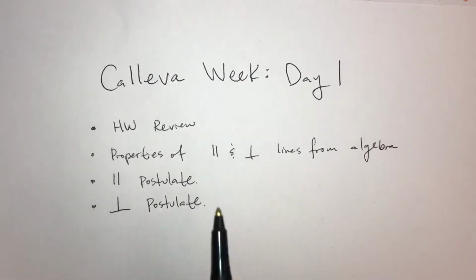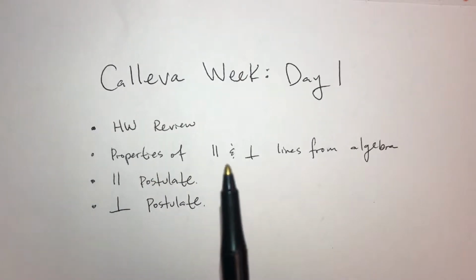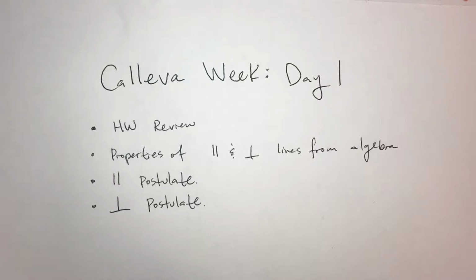So here's what we're going to do today. The first thing we're going to do is go over your homework assignment, the Chapter 3 introduction. The next thing we're going to do is talk about properties of parallel and perpendicular lines, reminding ourselves of some things from algebra that we've already talked about in the last week or so. And then the last thing is to introduce some postulates from Section 3.1 and Section 3.2 that we're going to apply when we talk about lines.